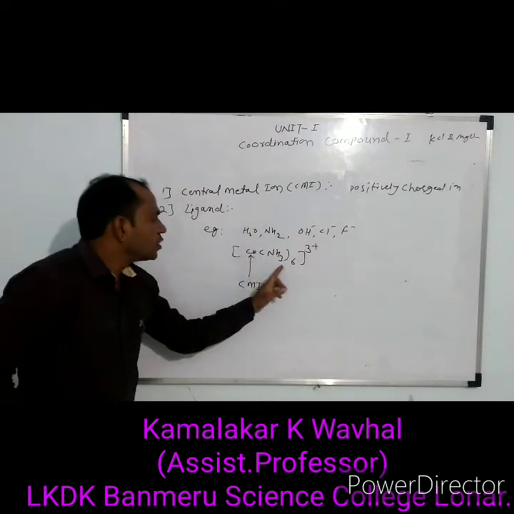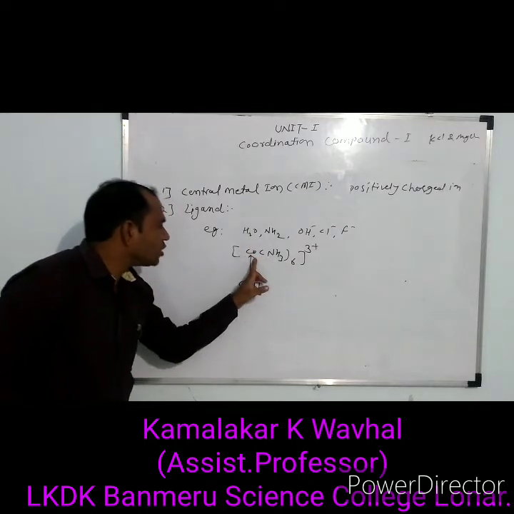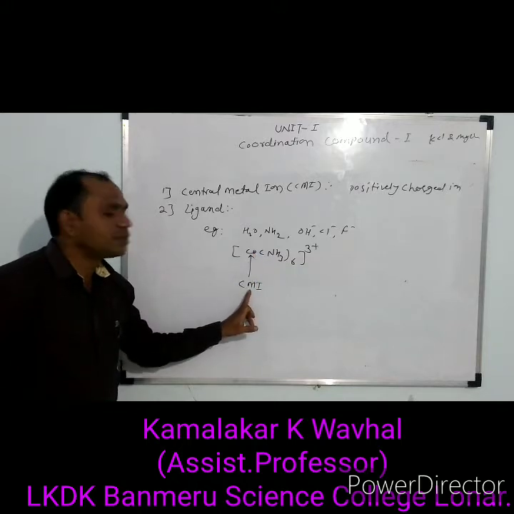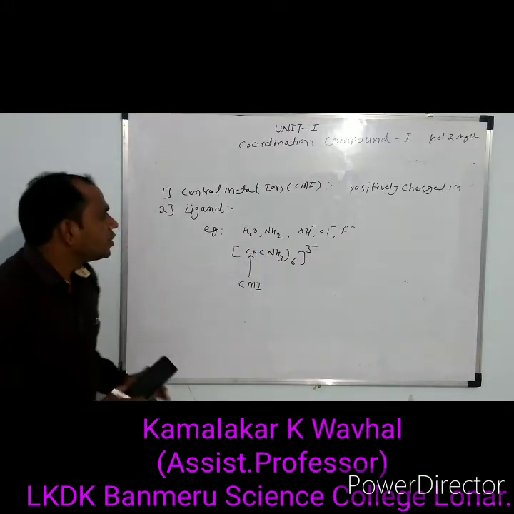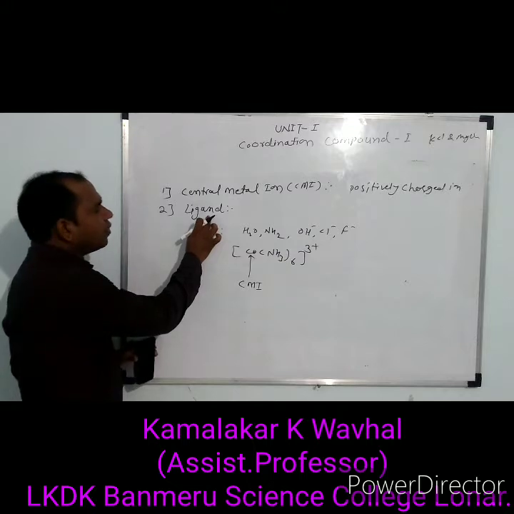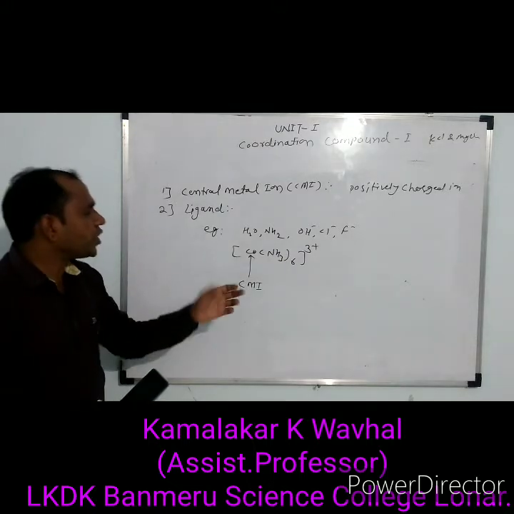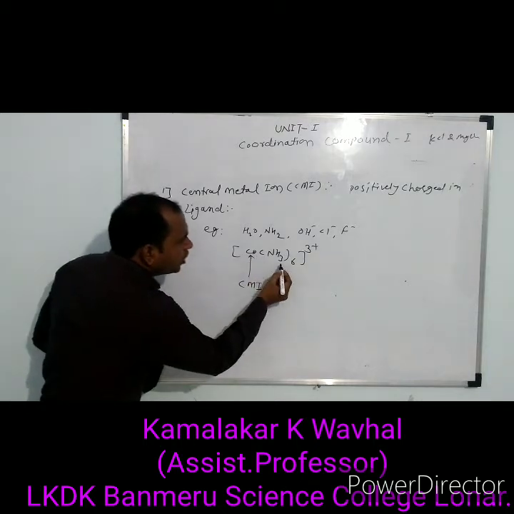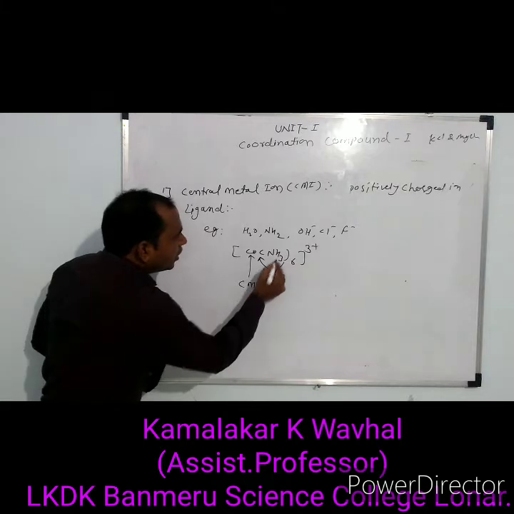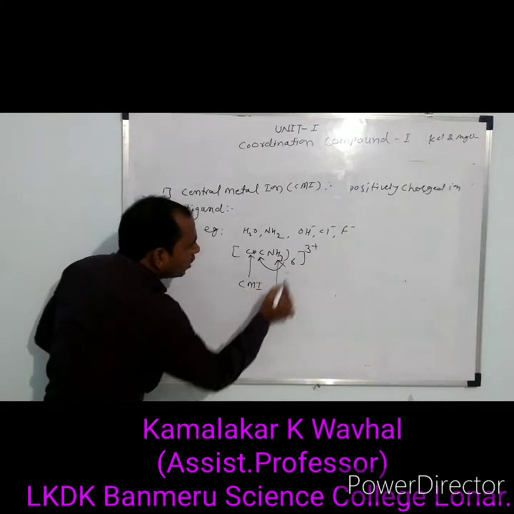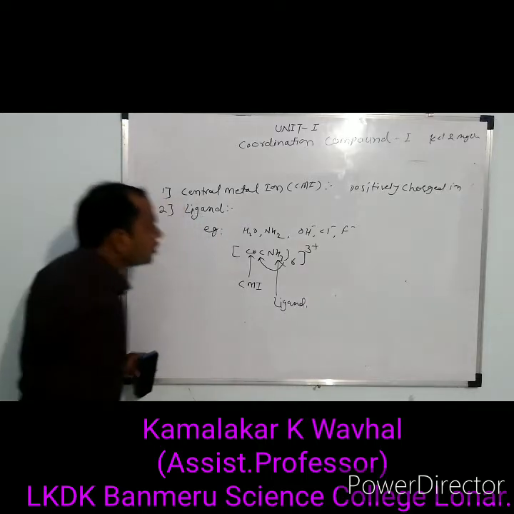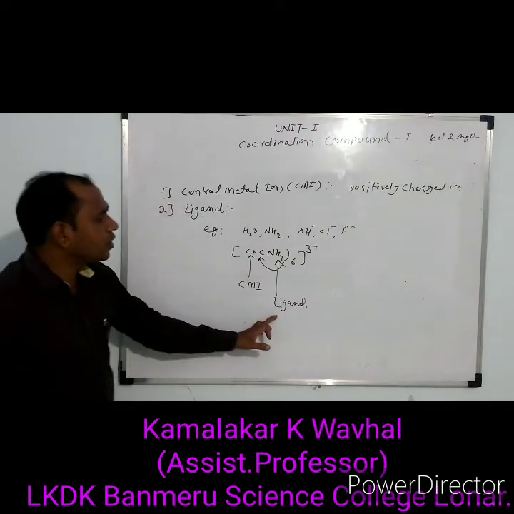Because six ammonia molecules are attached to the cobalt, it is called the CMI, or the central metal atom. According to the definition of ligand, the group which is attached to the CMI, the cobalt, is the ligand. Here six ammonia molecules are attached to the cobalt, hence this group, this ammonia molecule, is called the ligand.